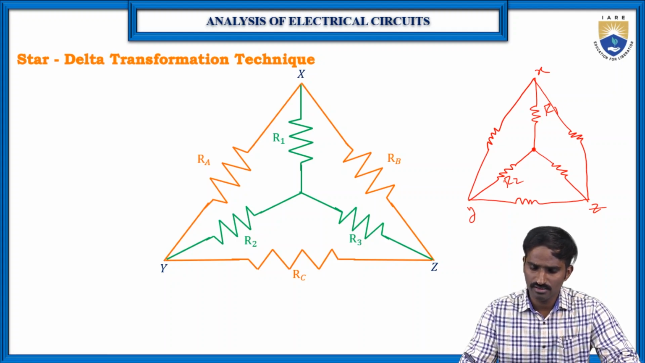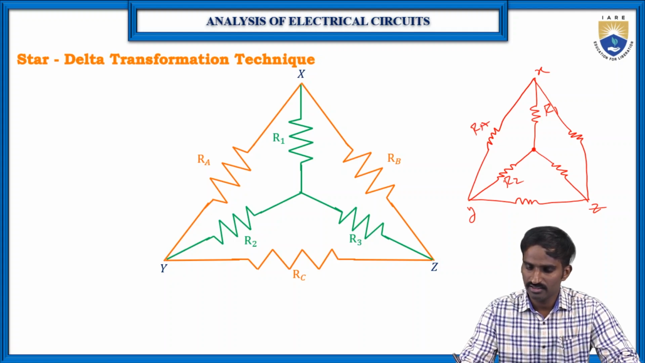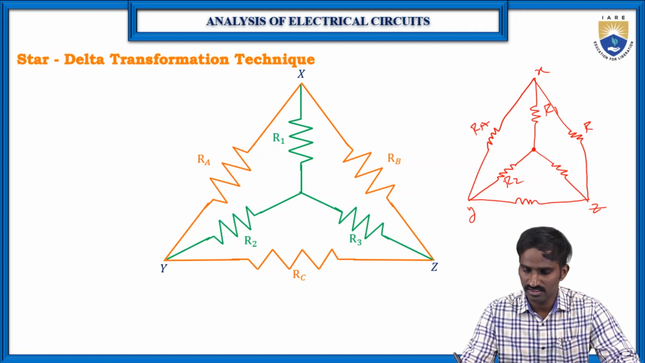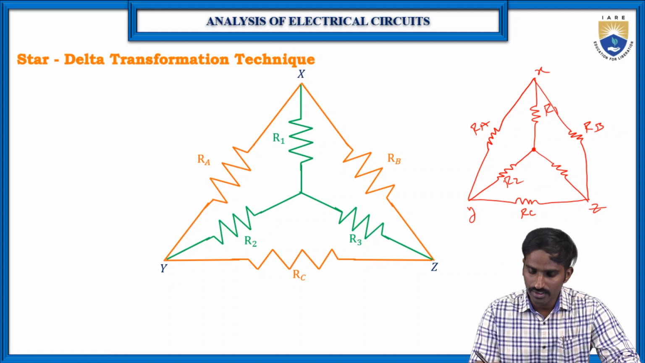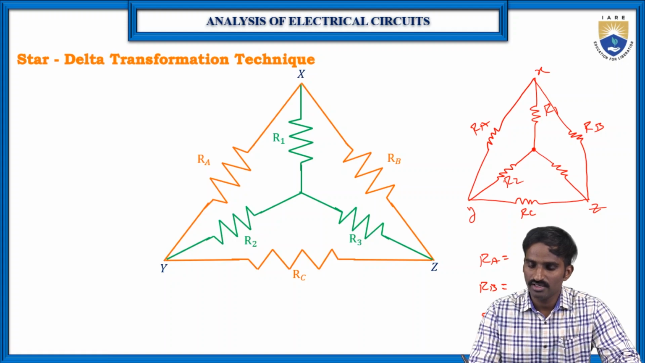So let us consider the resistance between the X and Y terminals is RA, the resistor connected between X and Z is RB, and the resistor connected between Y and Z is RC. Now we are going to find the RA, RB and RC values in terms of R1, R2, R3, which means we are transforming the star network into a delta network.